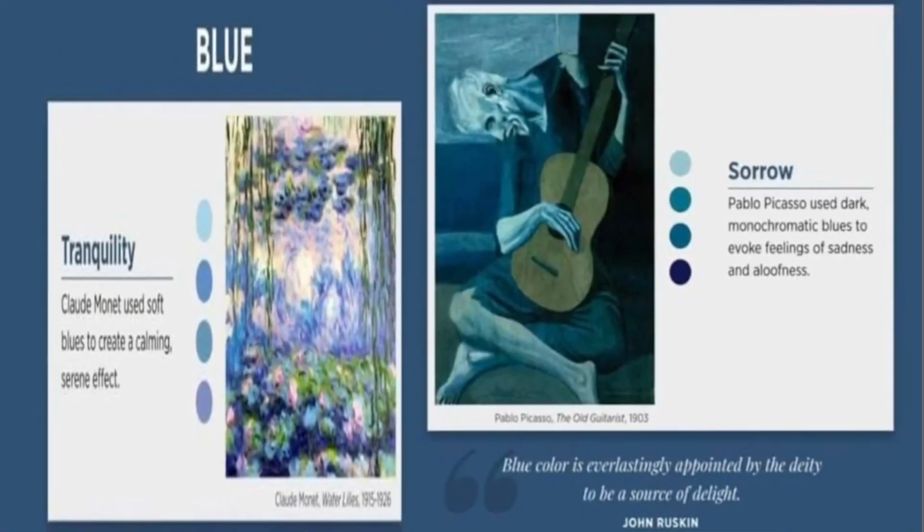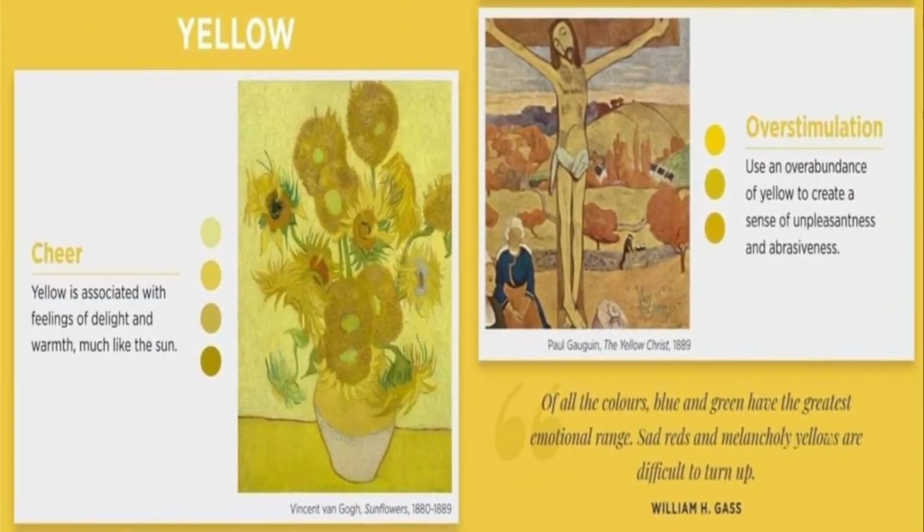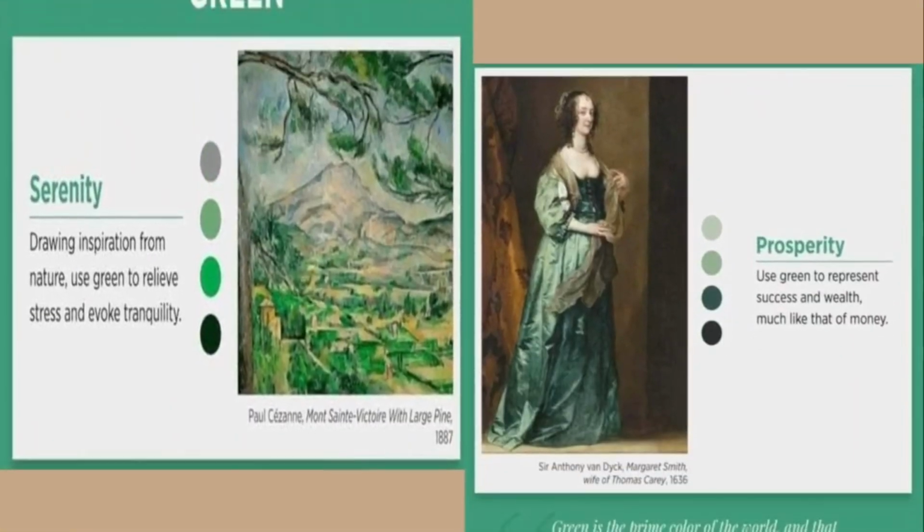Blue: calm, peace, sadness, trust, spirituality. Example, Claude Monet, Water Lilies; Pablo Picasso, The Old Guitarist. Yellow: happiness, energy, caution, optimism. Example, Vincent van Gogh, Sunflowers; Paul Gauguin, The Yellow Christ.